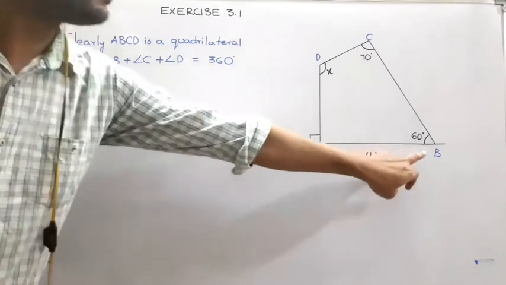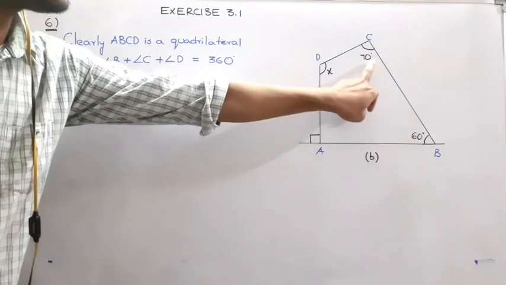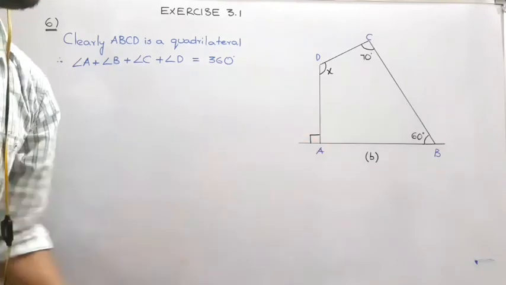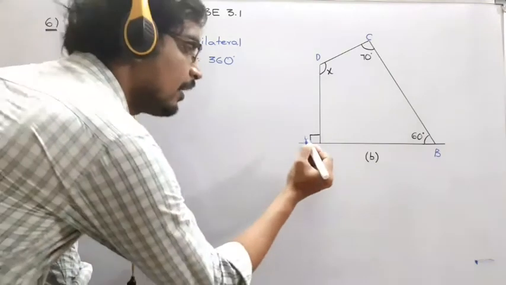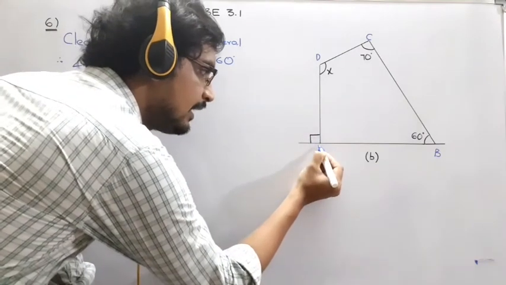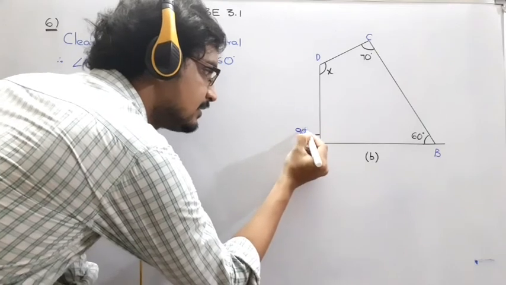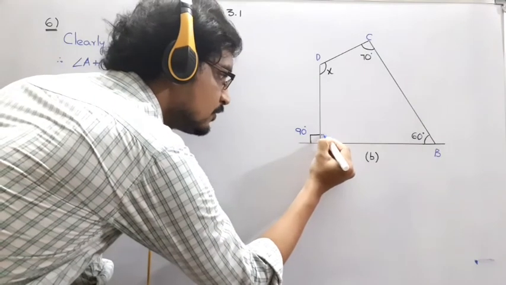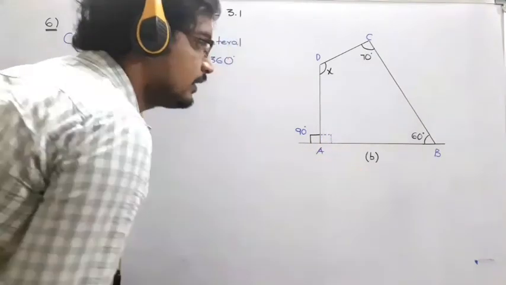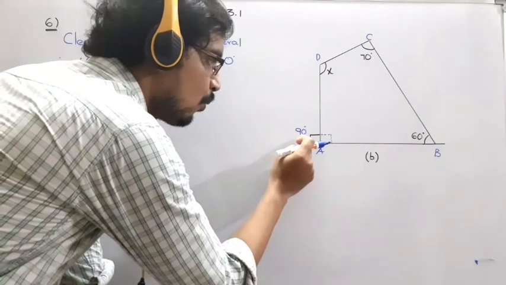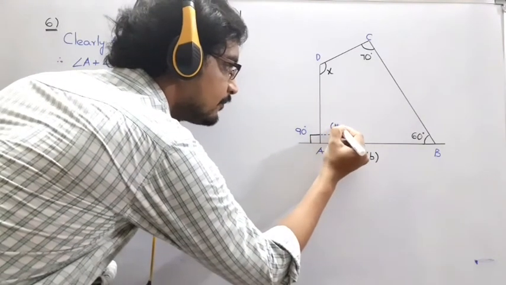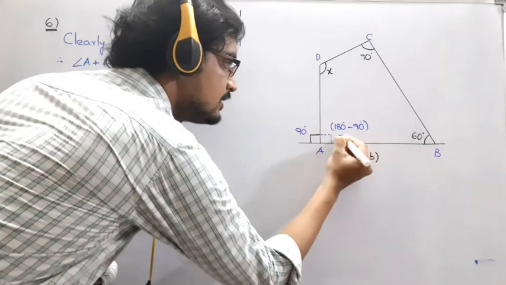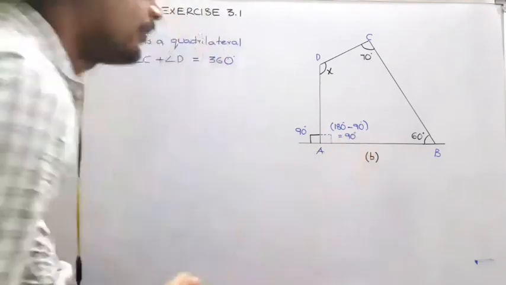So we have the value of B as 60 degrees here and C as 70 degrees here and D as X, wherein we don't know what exactly the value of A is. But if we observe, the external angle of angle A is going to be 90 degrees as it is given. Okay, so the angle at this straight line is 180 degrees. So 180 minus 90 is equal to 90 degrees. Hope you are clear.